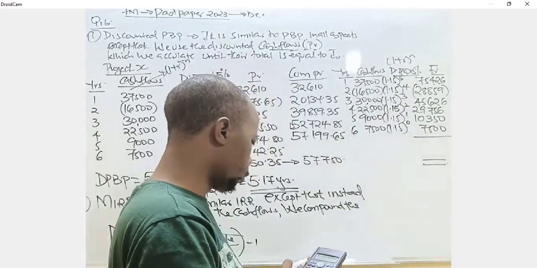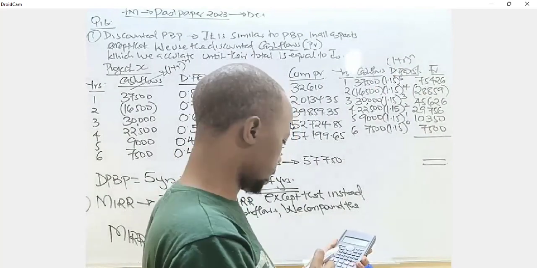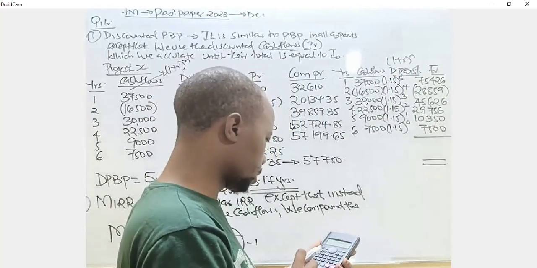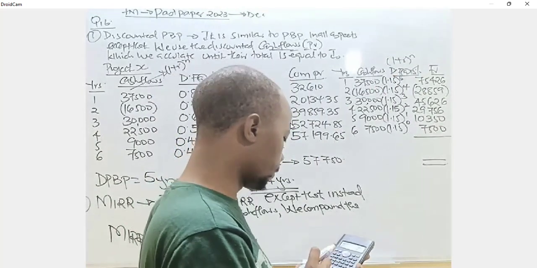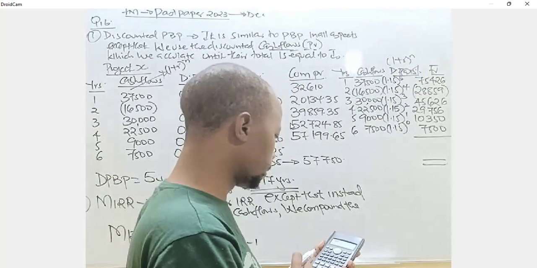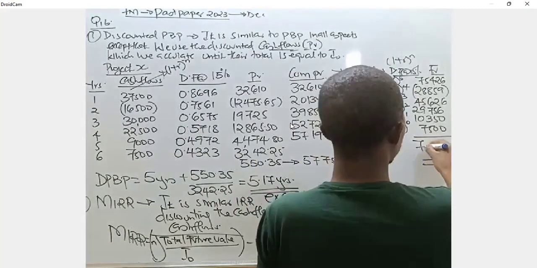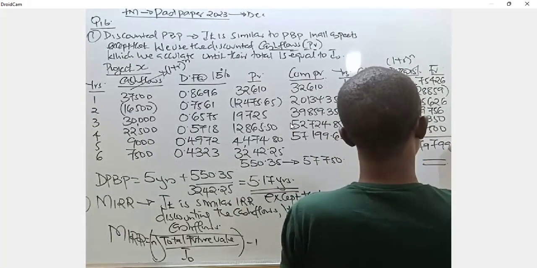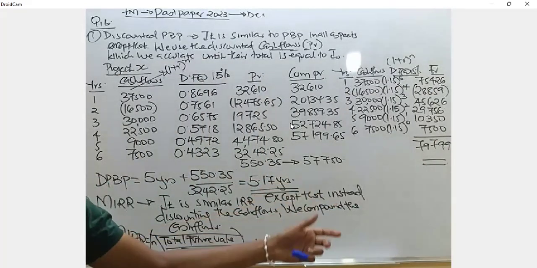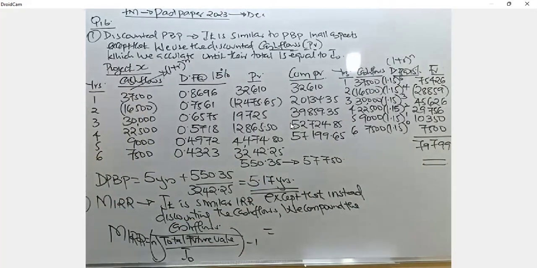So 75,426, you add negative 28,859, you add 45,626, you add 29,756, plus 10,350 plus 7,500. We are getting 79,799. So when I go back to my formula here, it means we are going to be taking how many years?